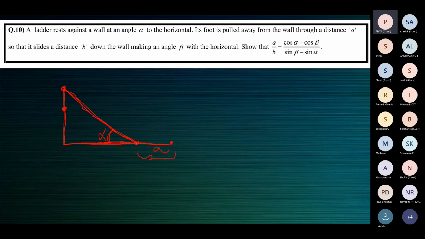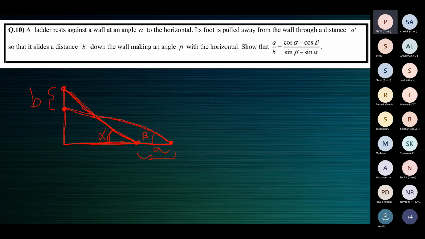When you pull the foot away from the wall by A meters, the top of the ladder will slide down a distance B on the wall, making an angle beta with the horizontal. Now this is the ladder. It makes an angle beta with the horizontal. See, both these line segments represent the ladder, so they're of the same length.